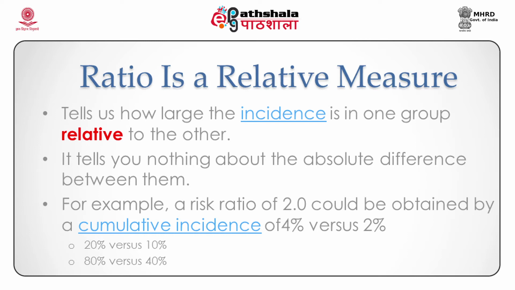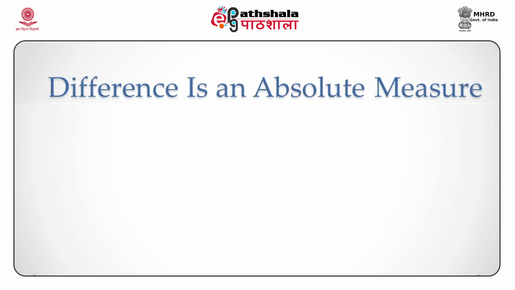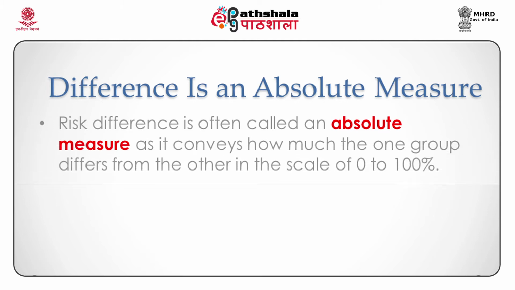So, although we get the same information about the ratios, we do not get any information about the differences, and it is up to us to decide whether it is more important to look at the ratio or the differences in this situation. The difference is an absolute measure. That is, the risk difference is an absolute measure because it conveys how much one group differs from the other in the scale of 0 to 100%.